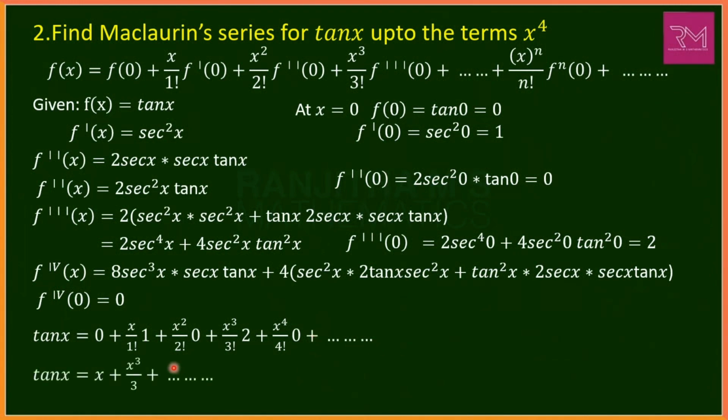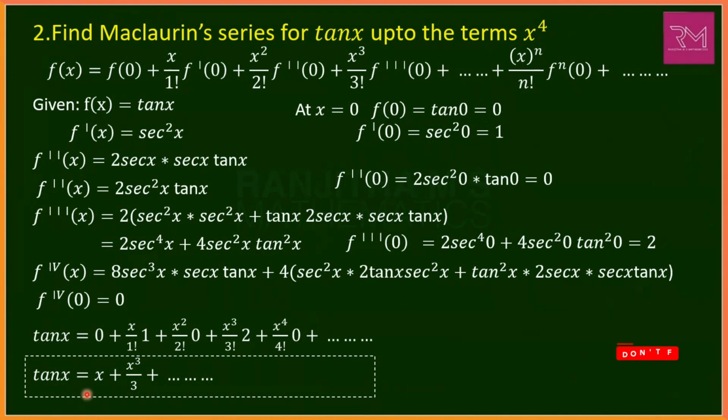Simplify further, we get tan x value as x by 1 factorial is x itself, plus here this value is 0, plus here 3 factorial is nothing but 3 into 2. Here 2 gets cancelled. Hence we get x cube by 3 plus. Here this value is also 0 plus and so on. This is the Maclaurin's expansion of tan x. This completes the problem. We have another problem.